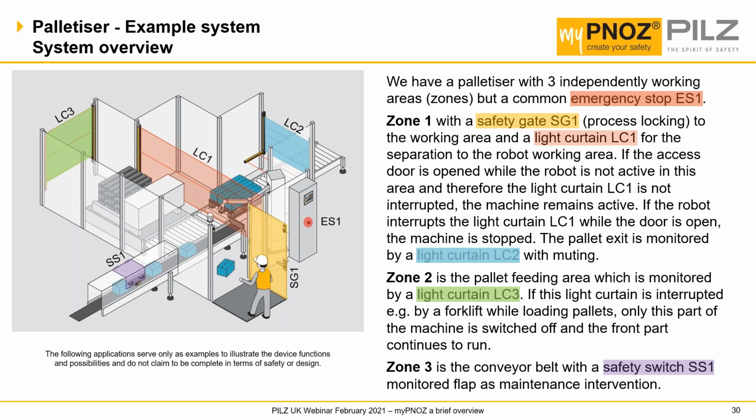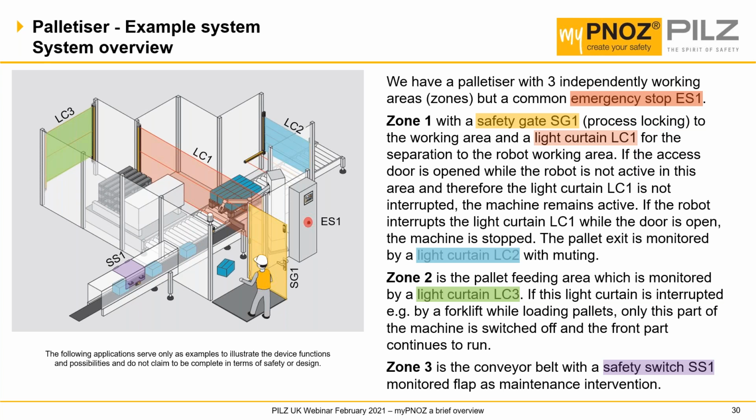So we have calculated that there are 3 areas that need controlling separately, and these are called Zone 1, Zone 2, and Zone 3. In Zone 1, a process control safety gate, SG1, allows close access to the robot. If this door is opened and the robot is operational, then the light curtain, LC1, will trip the system, requiring the robot to stop. If either the safety gate or light curtain are not tripped, then the system will continue to operate. There is also another light curtain, LC2, for the pallet export. This stops access back into the robot cell.